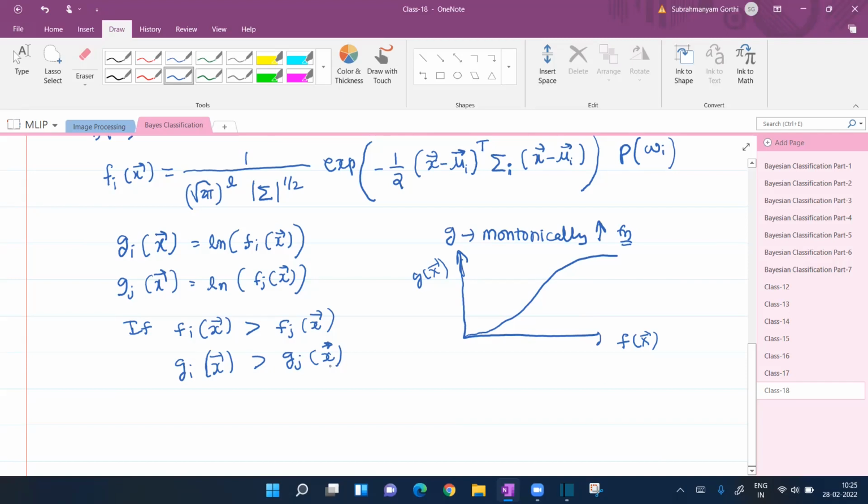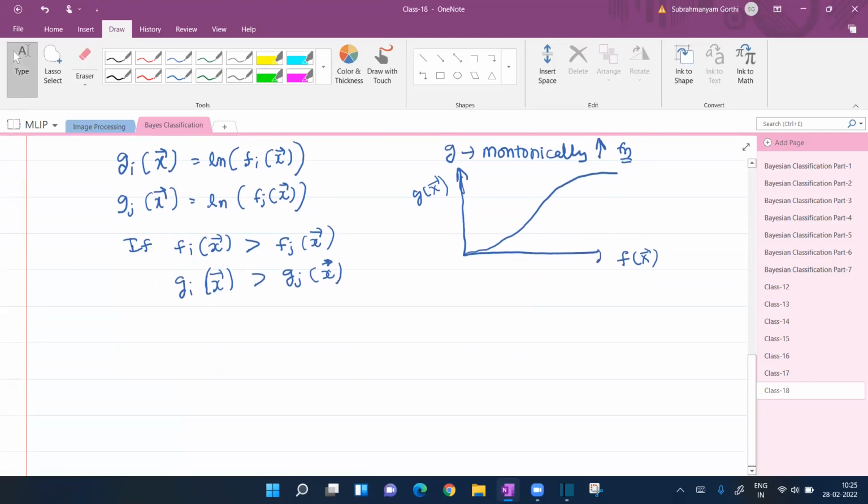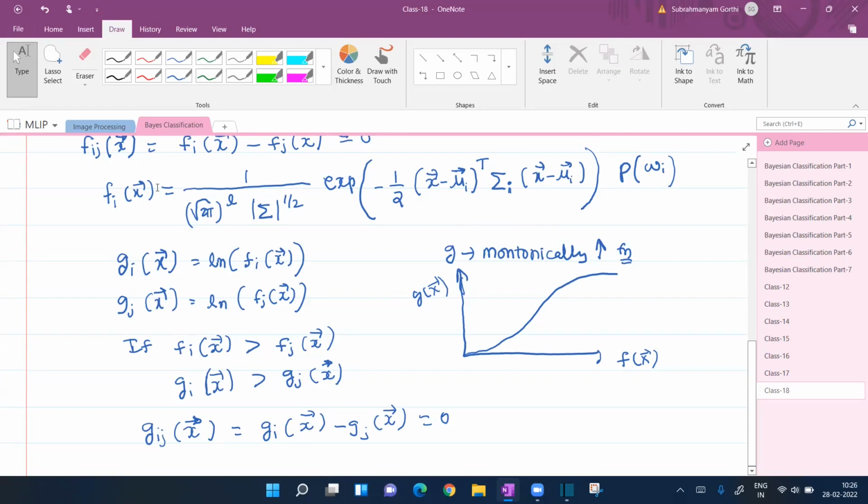You want a case where f i is equal to f j. That means you just need to define another function g ij of x bar, which is equal to g i of x bar minus g j of x bar. And after computing this function, you set it to 0 to get the decision plane. Less than 0 would tell you that the point belongs to the ith class. Greater than 0 would tell you that it belongs to the jth class. What would be the expression for g i of x bar?